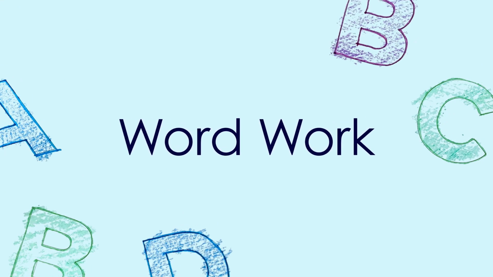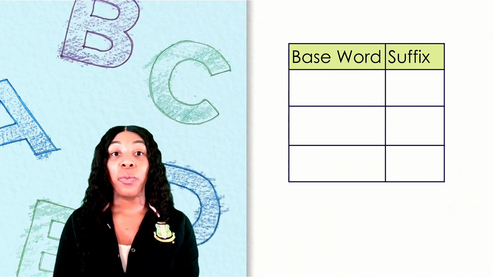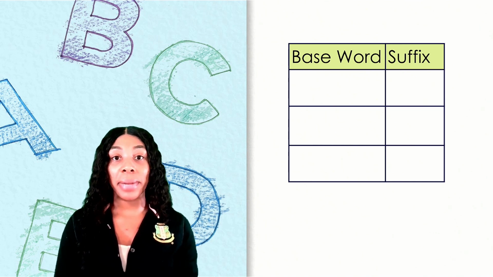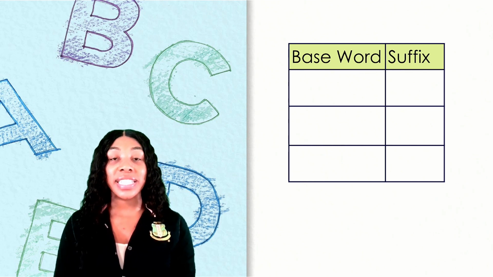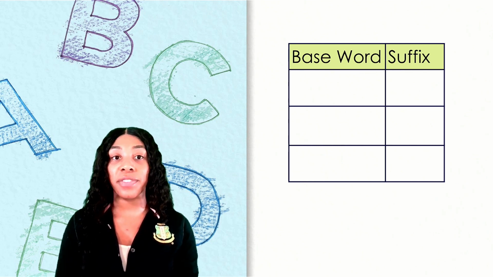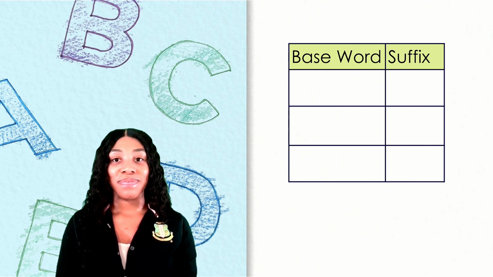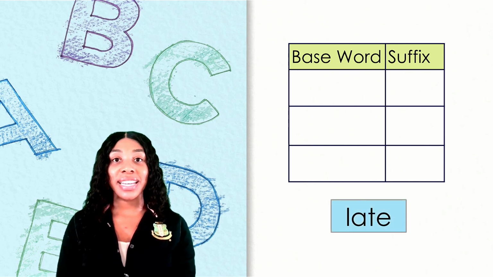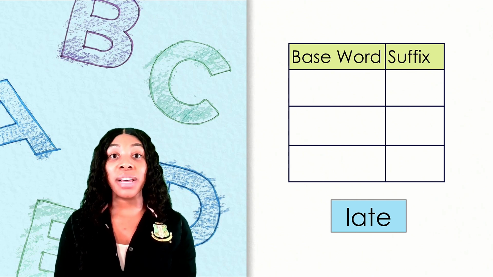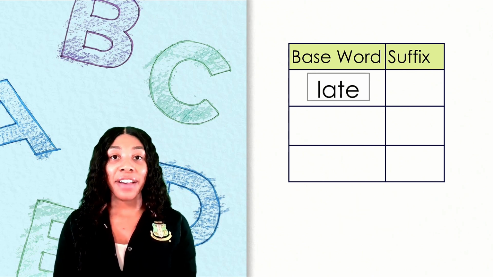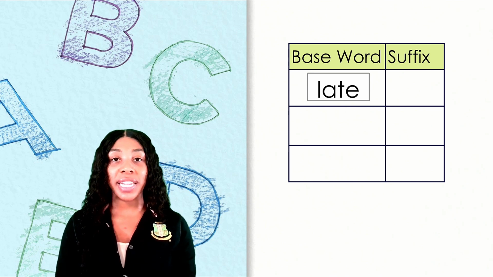Word work. Today, we will review word parts. Remember, a base word has meaning all on its own, and a suffix is a word part added to the end of a word to change the meaning. Ready? Our first word is late. Is late a base word or suffix? Late is a base word. We can add affixes to the end to change its meaning.